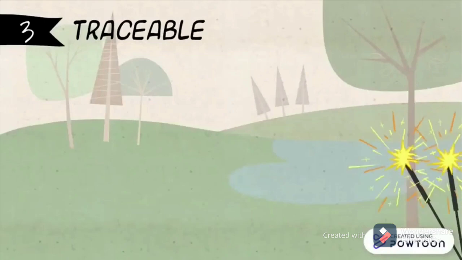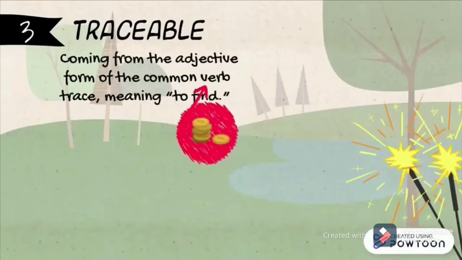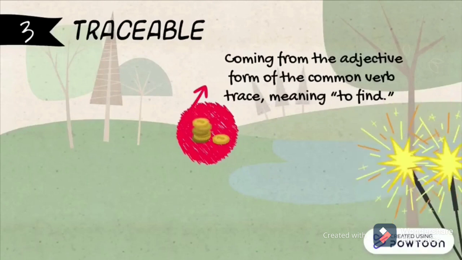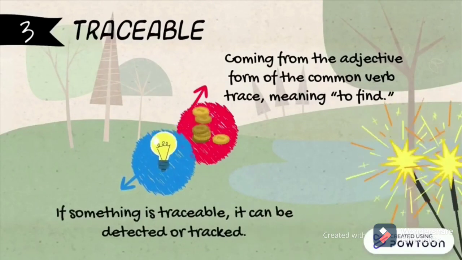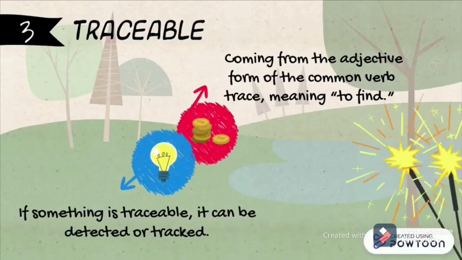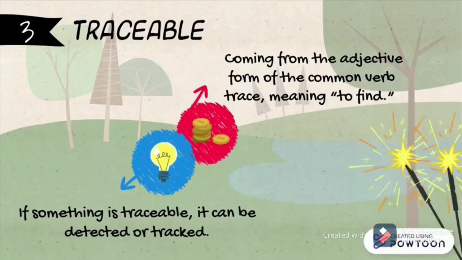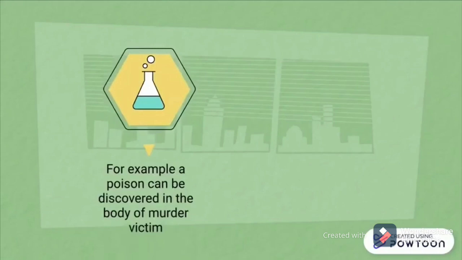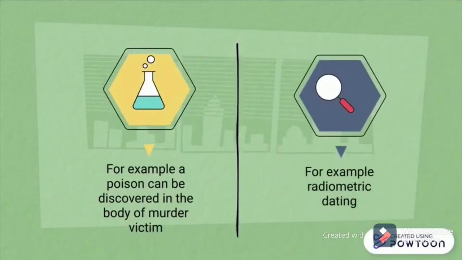Third, traceable evidence. For your information, the word traceable is just the adjective form of the common verb trace, meaning to find. So if you describe something as traceable, that just means it can be detected and can also be used in the sense of something that can be tracked. First example, a poison can be discovered in the body of a murder victim. It is one of the traceable evidence. Second, radiometric dating. In general, radiometric dating is a technique used to date materials such as rocks and carbon. My friends will explain more in a while.